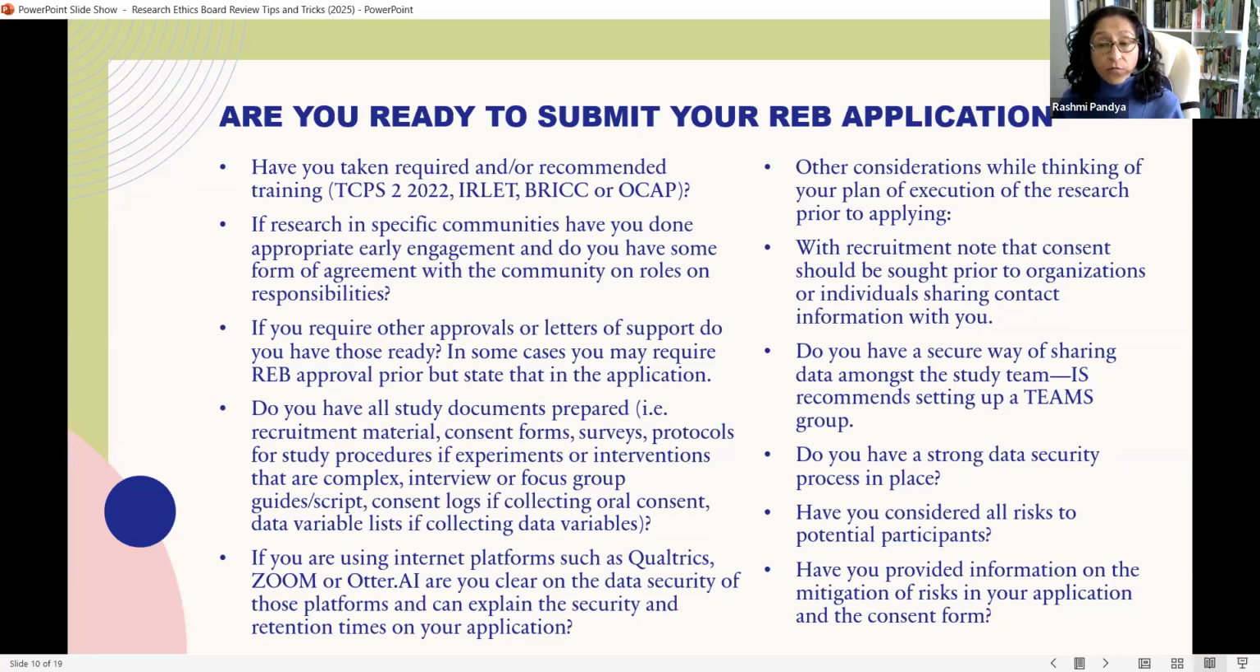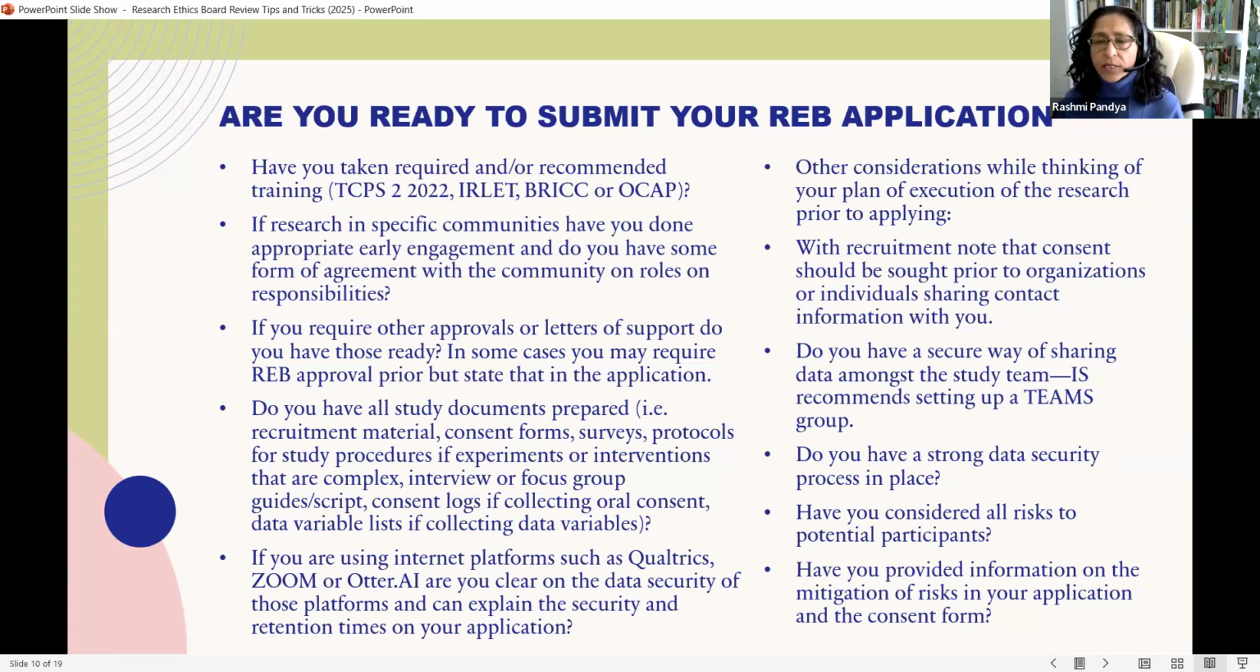Have you considered all the risks to potential participants? Even if you think, oh, this is pretty minor, privacy is always an issue when you're doing research. But there could be other risks, even if, let's say, your research is on housing and you're asking people about different challenges with housing in Canada. Well, you could potentially end up opening up all kinds of traumatic events for people.